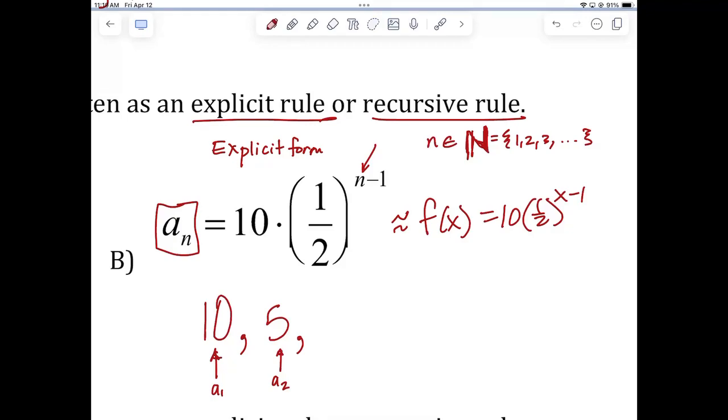Now I plug in a 3. 3 minus 1 is 2. That's 1 half squared. What's 1 half squared?